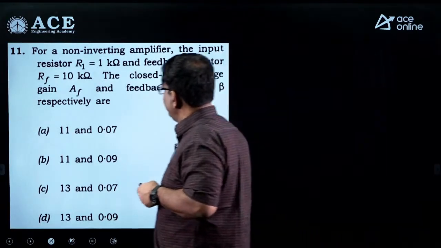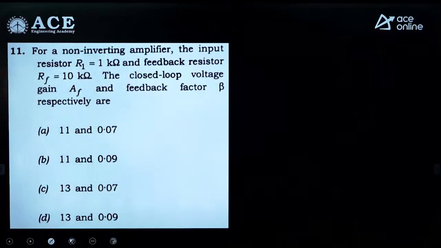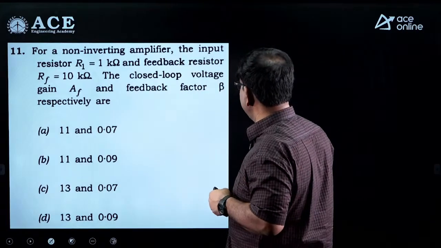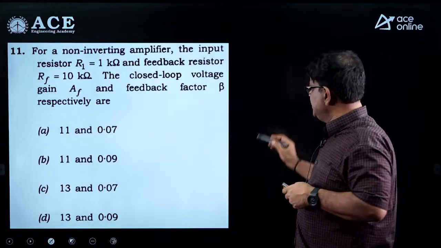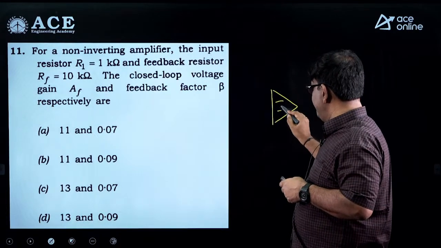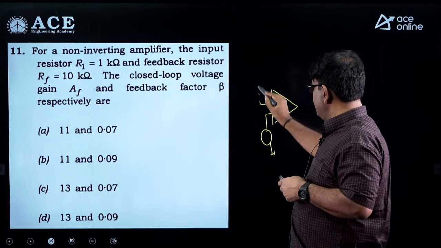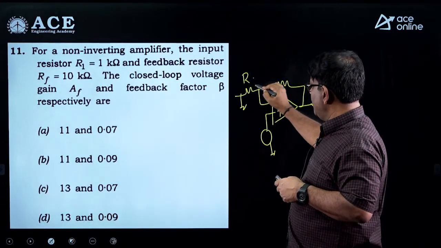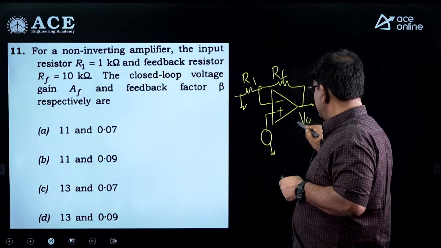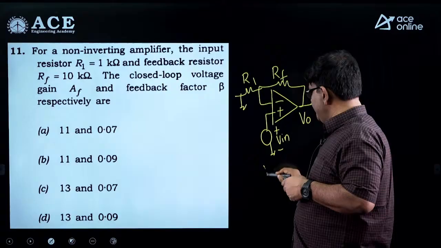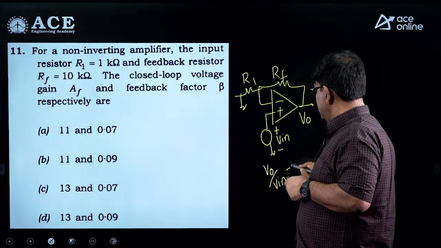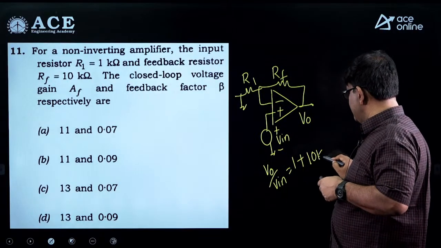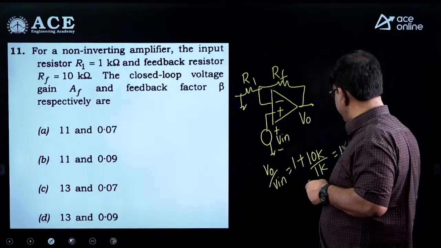For a non-inverting amplifier, the input resistance R1 is 1 kilo ohm, feedback resistor RF is 10K. The closed loop voltage gain? So this is a very simple non-inverting amplifier. We all know in a non-inverting amplifier, the gain is 1 plus R2 by R1, or 1 plus RF by R1. So V0 by Vin is 1 plus RF by R1. How much is RF given? 10K. R1 is given as 1K. So 11 is the right answer.